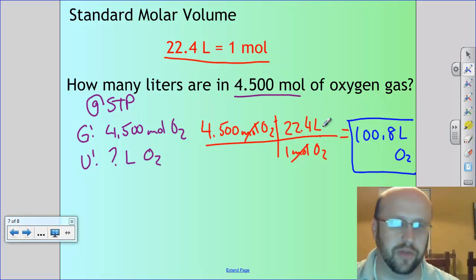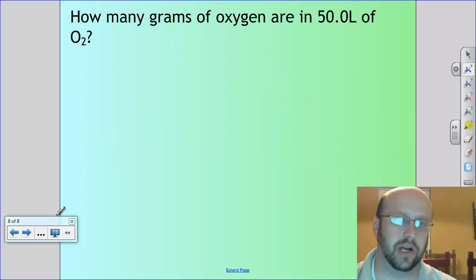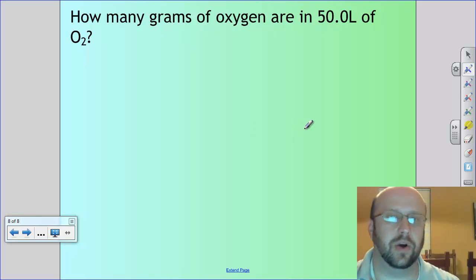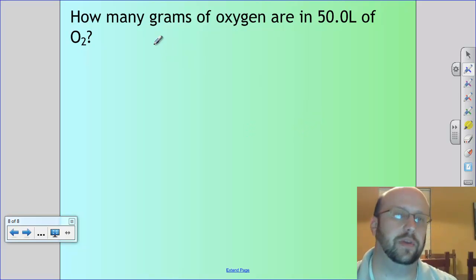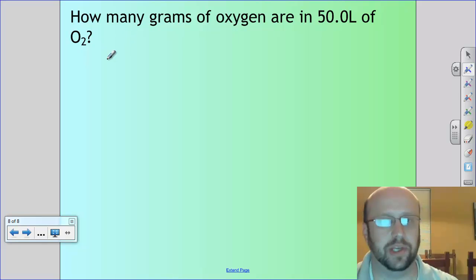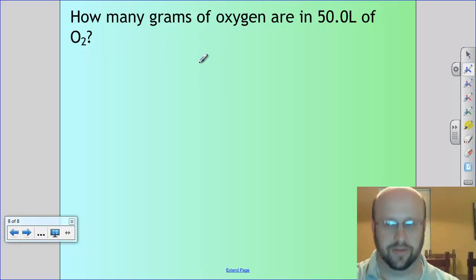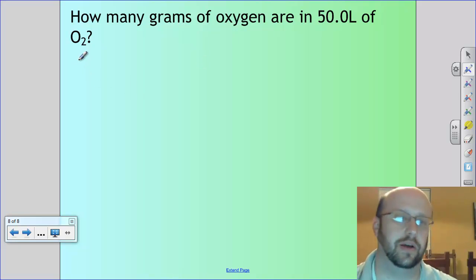So, pretty straightforward. As long as you're at STP, you can make that easy calculation. We'll see later this week what we do if we're not at STP, but for now we're going to talk about what we do at STP. So, how many grams of oxygen are in 50.0 liters of O2? Again, it should say at STP. If it doesn't, you can probably assume, as long as there's nothing else going on, as long as it doesn't give you another pressure or another temperature, which is what we'll see in the problems later on.